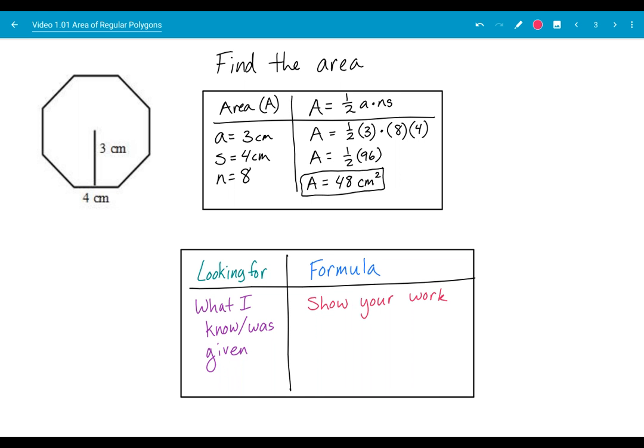I know the apothem, lowercase a, is equal to 3 centimeters. That's what's labeled on the shape. The side length is 4. And I can count the number of sides of the shape, and there are 8 sides of this regular octagon. All I do is plug in my numbers, multiply, and I get 48 centimeters squared. Another way you could write this is square centimeters.